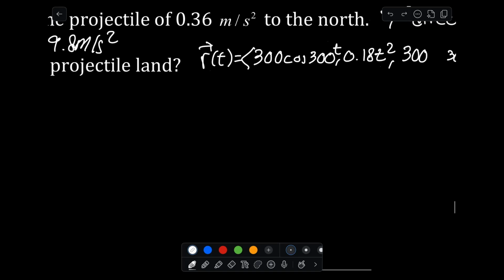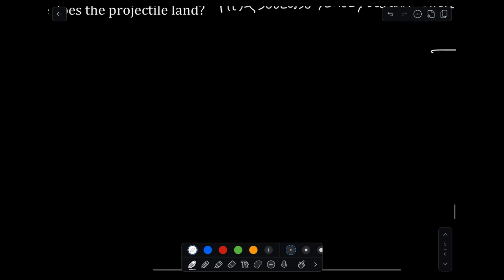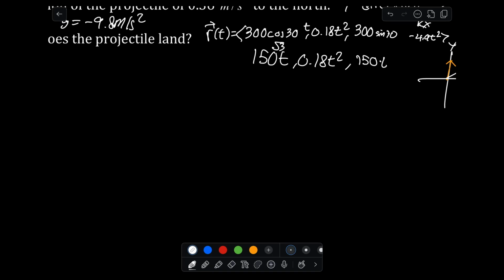So then we can do some quick, not quick, it shouldn't be sine, cosine of 30, it should be cosine of 300, yeah, oof, made some small mistakes on the way. Let me just fix that for you guys. Okay. And now we can say that's going to be 300 cosine of 30, which is going to be 150 t, 0.18 t squared. And then actually no, this is 150 root 3, 150 t minus 4.9 t squared.